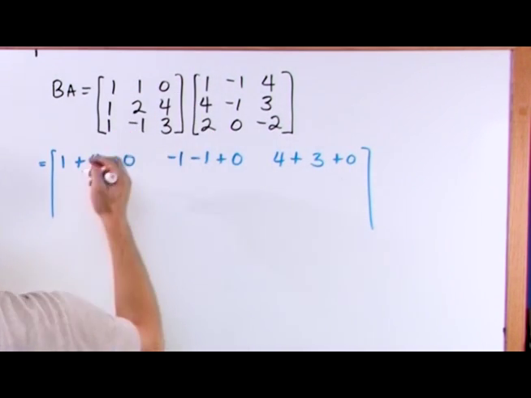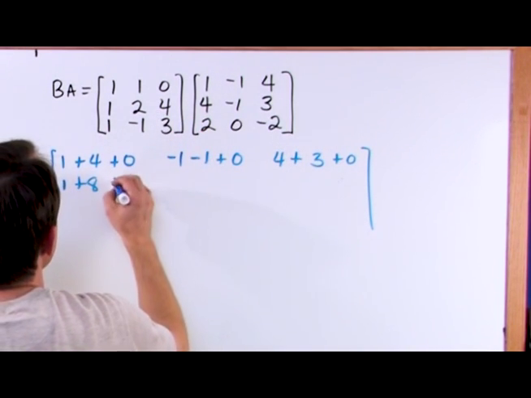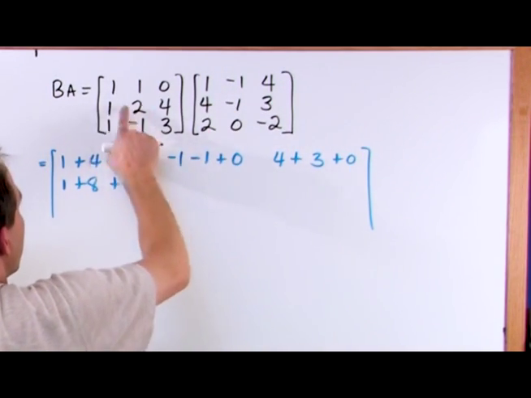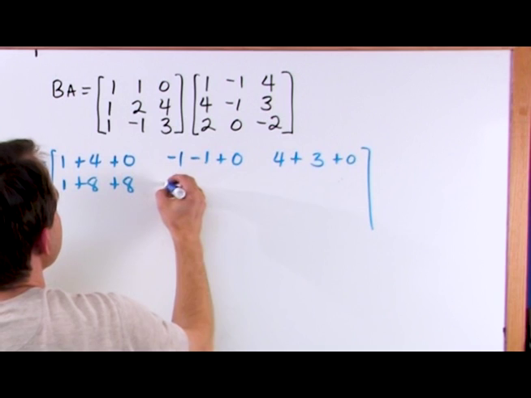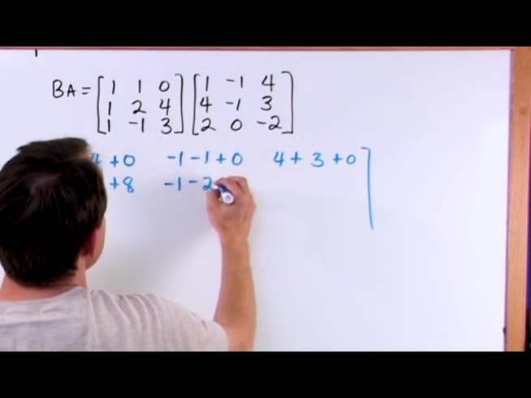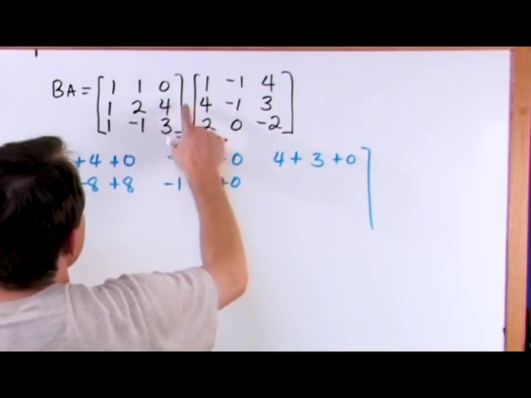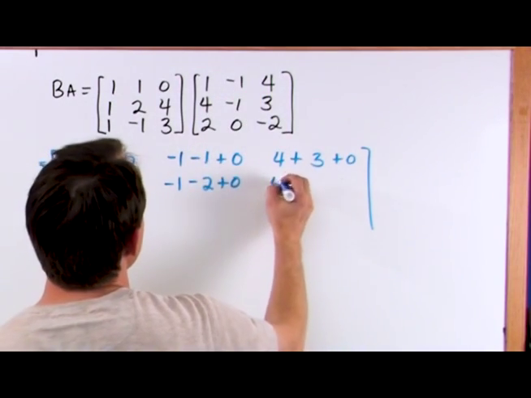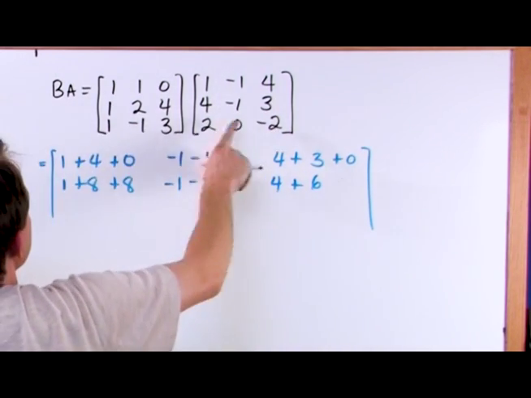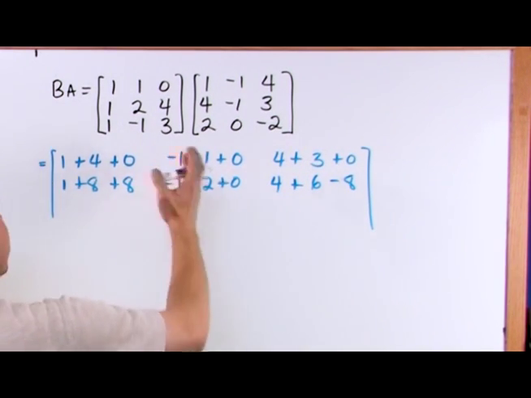Over and down. 1 times 1 gives me 1. 2 times 4 gives me 8. 4 times 2 also gives me 8. Okay, that was over and down. So let's do this one. Over and down over here. 1 times negative 1 is negative 1. 2 times negative 1 is negative 2. 4 times 0 is 0. That was over and down. Okay, now let's do the last one, over and down. 1 times 4 gives us 4. 2 times 3 gives me 6. Over and down. 4 times negative 2 gives me negative 8. Okay, we're done with that one, so let's go to the next row.